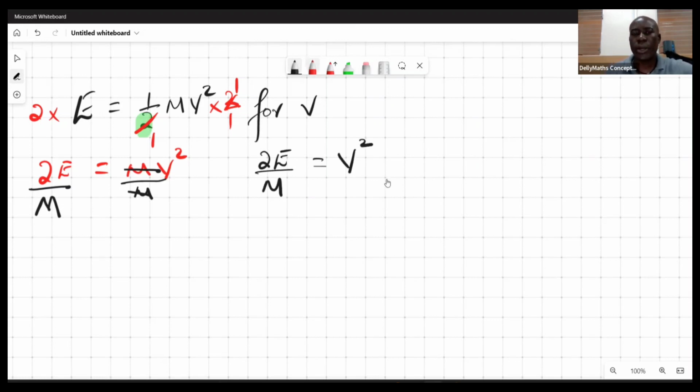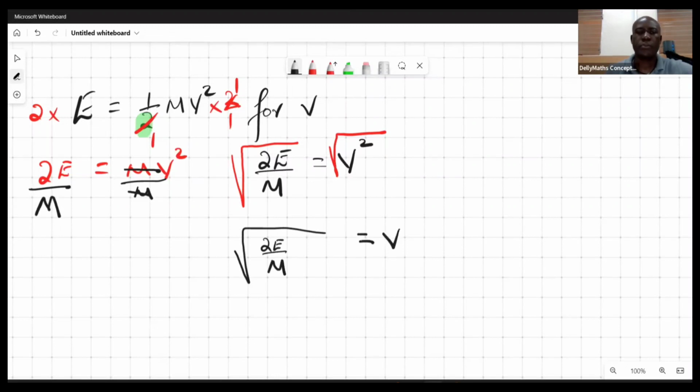The inverse of a square is a square root. So I'm going to take the square root of v squared and balance by taking the square root of the left side. Finally, the square root of 2e over m is equal to v.